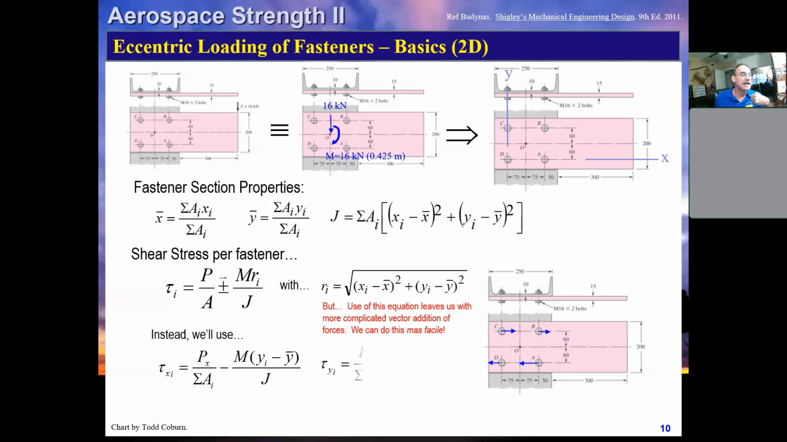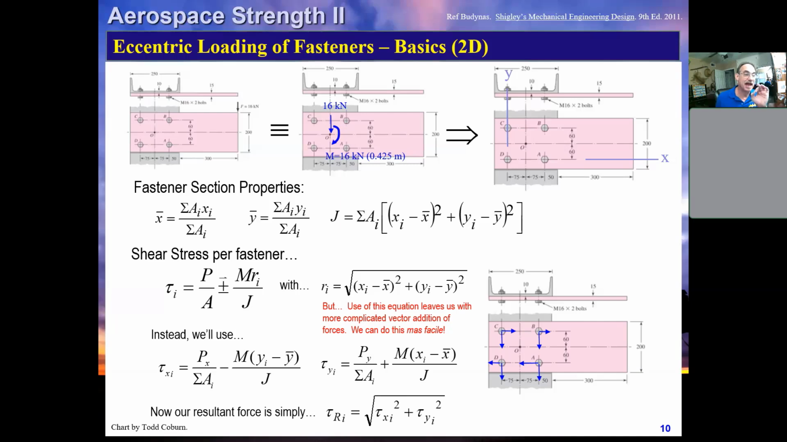Now we take the vertical stress, it's just P, any y stress we have over A, plus the moment's y component, which is a function of just the x coordinates. That gives us two perpendicular components of stress. The beauty of this is, since we have two perpendicular components, we can use the root mean square to put them together. Our resultant stress is just the x component squared plus the y component squared, square root of that whole enchilada. Got it?